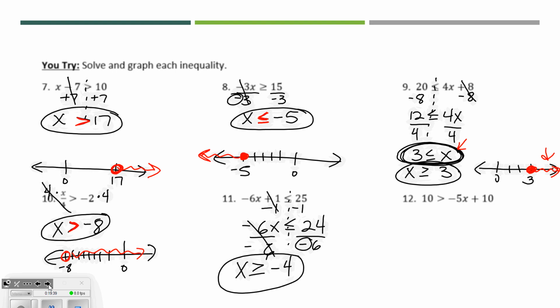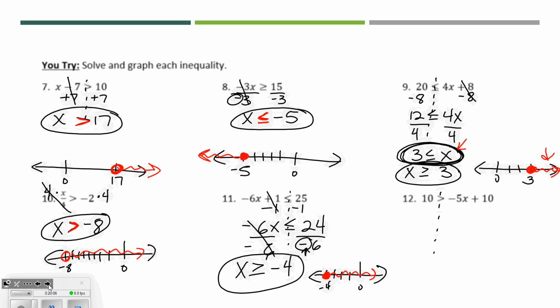So look, in number 10 and in number 11, my answer was both negative, but I only flipped in number 11 because I divided by a negative number. All right, so here's 0, negative 1, 2, 3, negative 4. And it would be a closed circle, and it should have looked like this when you graph.